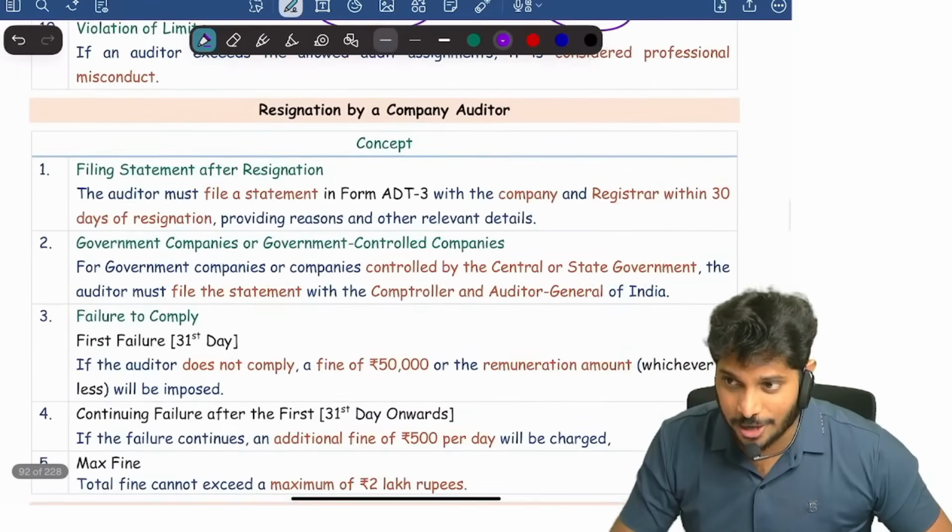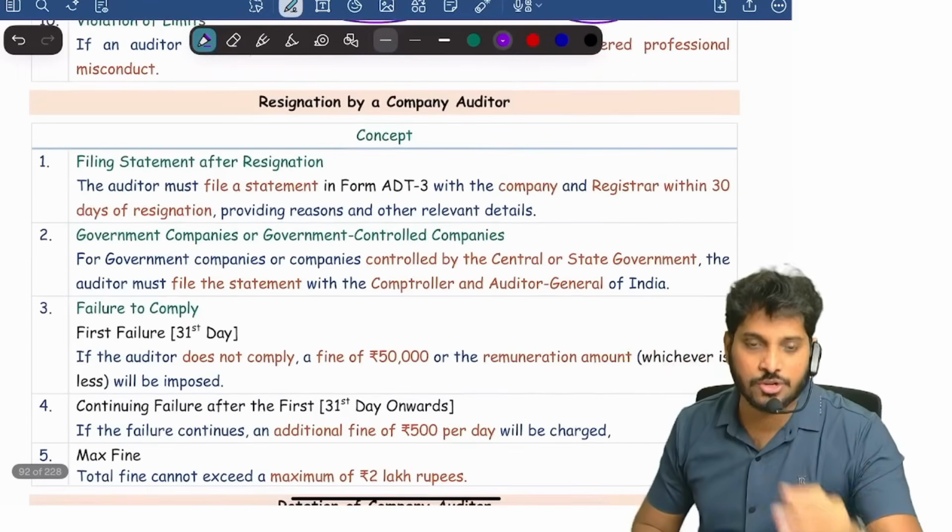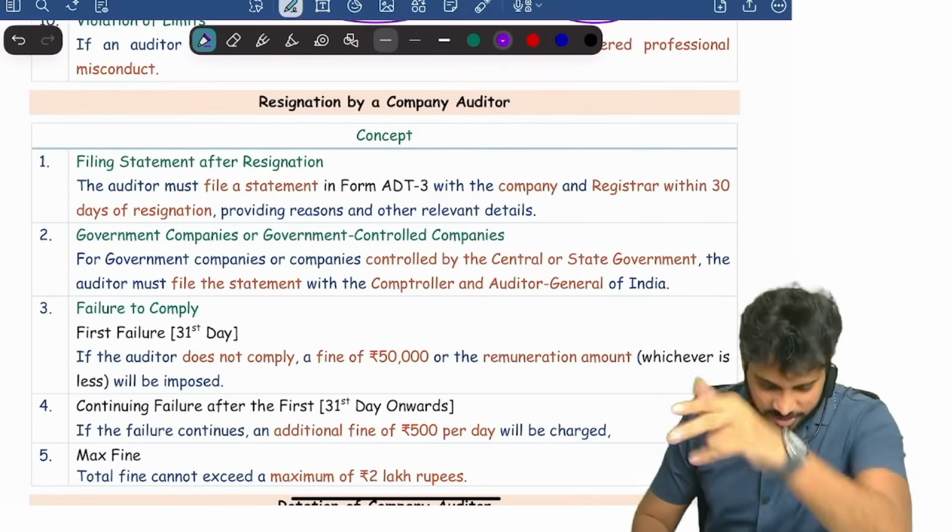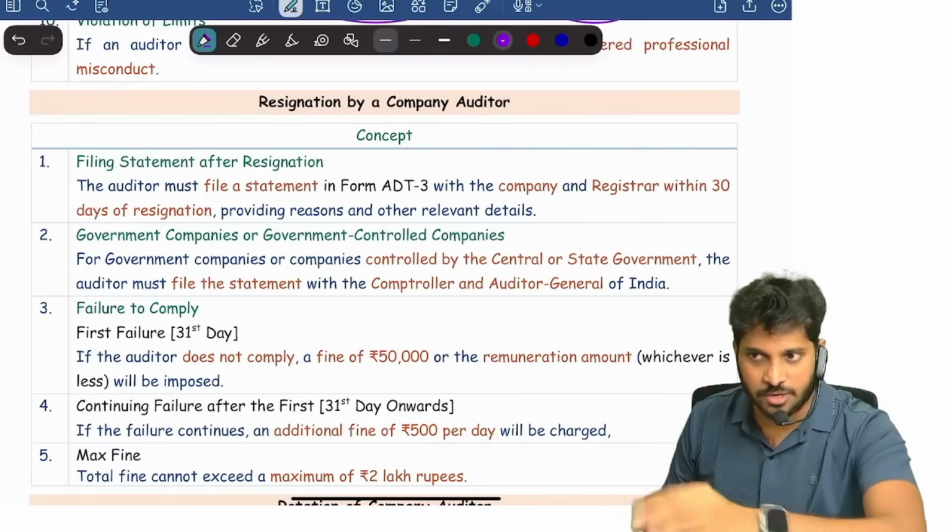By the way, in this chapter, we also have the audit report concept, which is very lengthy. For that, you can absolutely use our CA Inter Audit Marathon and then read this book. Very easy for you. I will tell you what all is to be covered later.